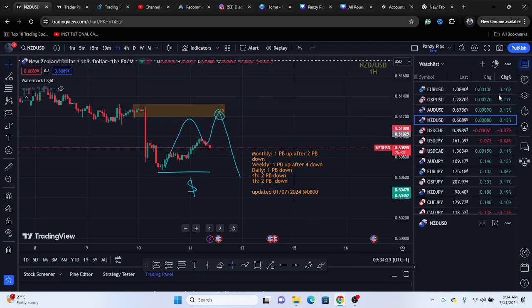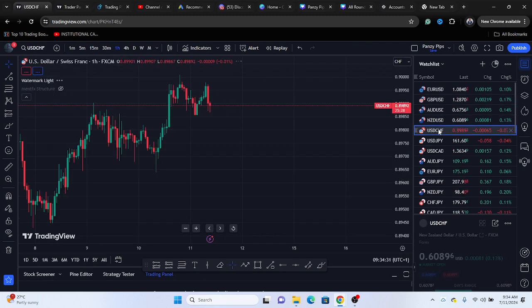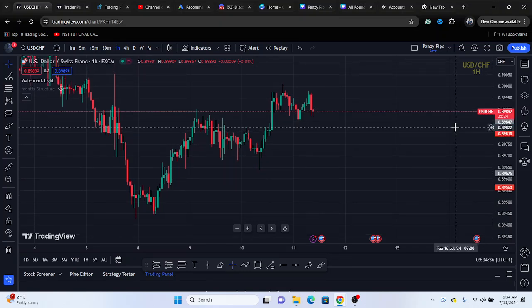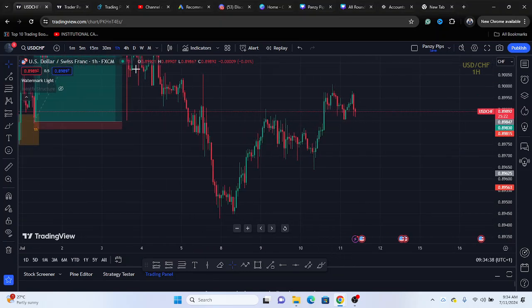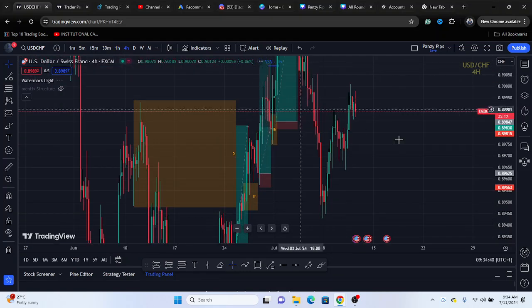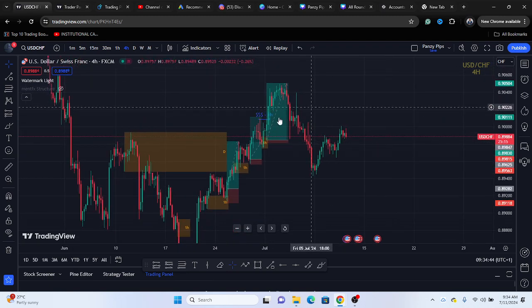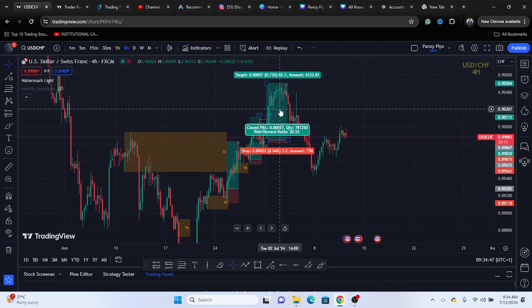Alright. Next is the dollar Swiss. How has that pair fared? No trade here. Interesting. Let's look at the 4 hour. I seem to have lost count of my trades these days. Okay, so this is my last trade here. We cut a 1 to 20.